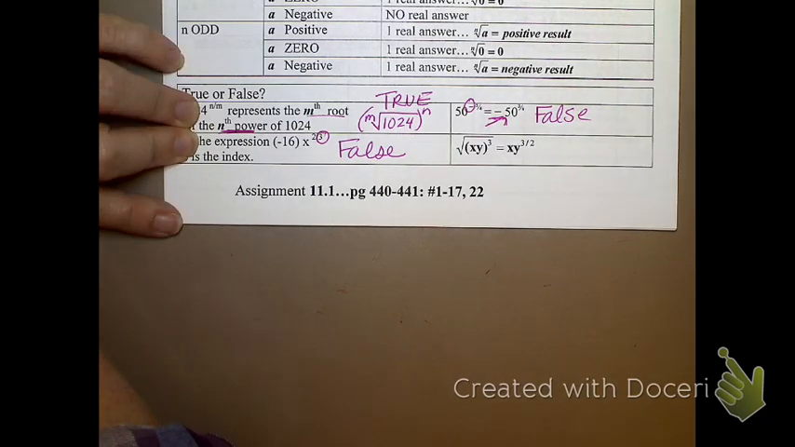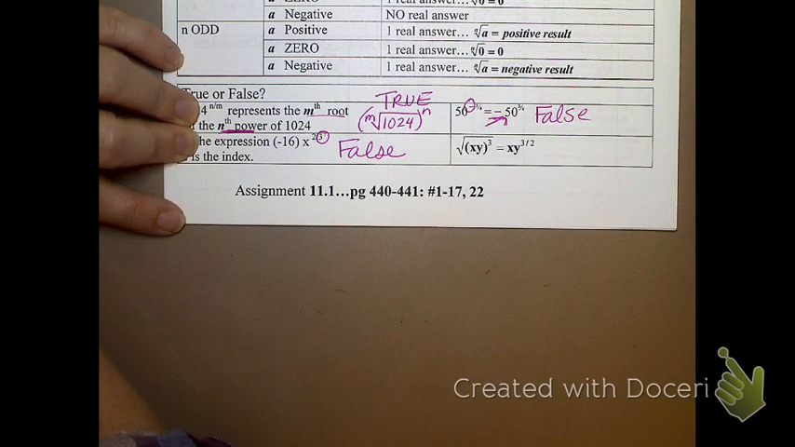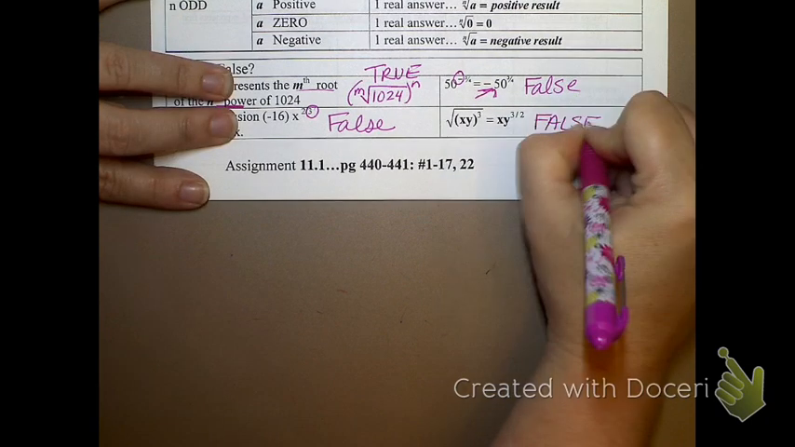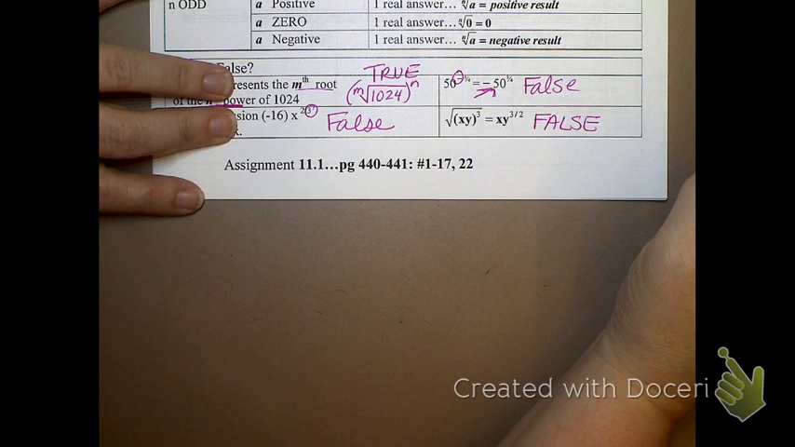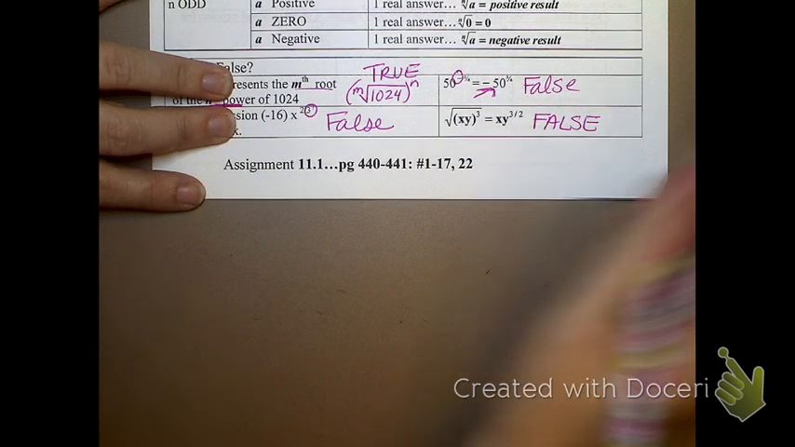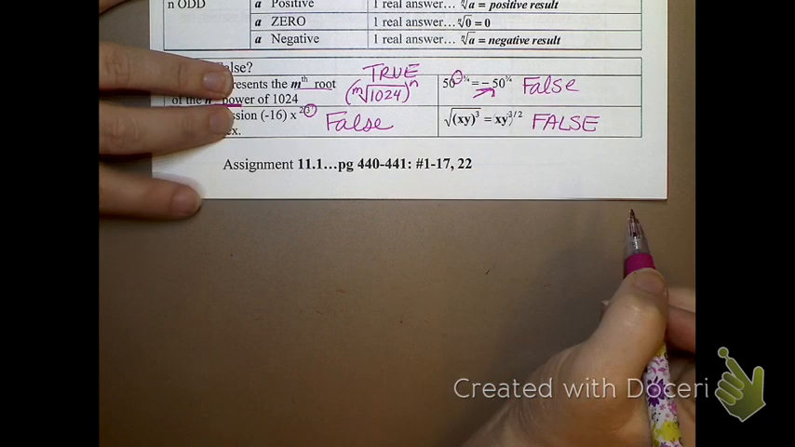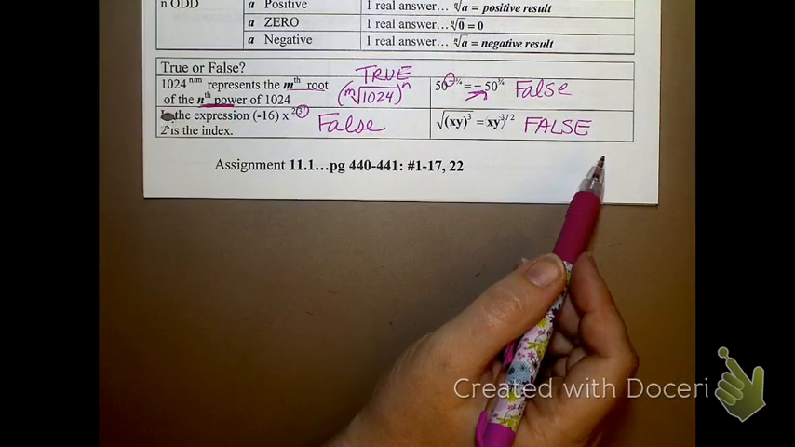Okay? And the last one, true or false? Oh, false. What would make it true? If the 3/2 was on both of them, or if that was in parentheses. Because without the parentheses, it's only applying to the y, not the x as well. I'm not asking you to simplify it, I'm just asking you to tell me if it's true or false. Okay? All right, so your homework tonight is right here.